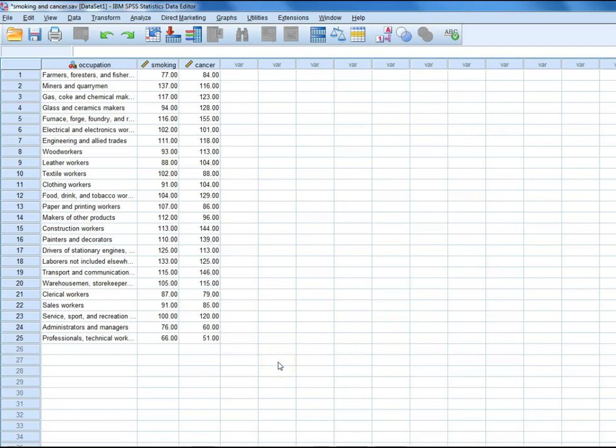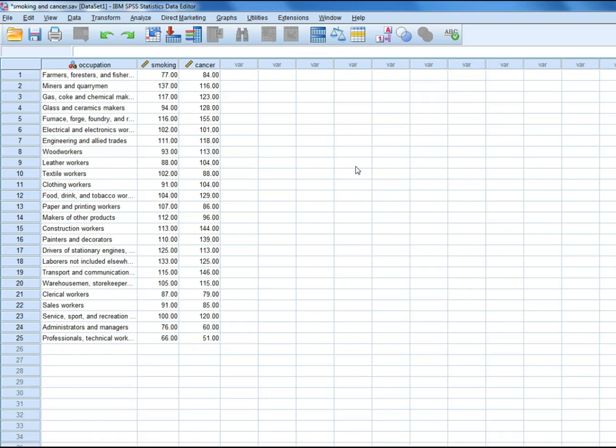This is a tutorial on doing linear regression in SPSS. The dataset we're going to use as an example is the smoking and cancer dataset. We can see here that the first column has occupation category, the second column has smoking rate, and the third column has cancer rate.